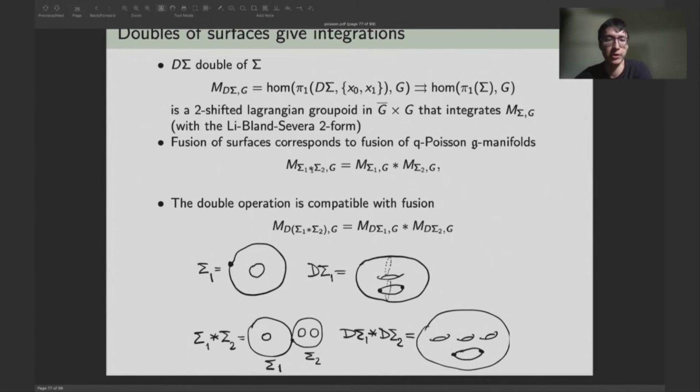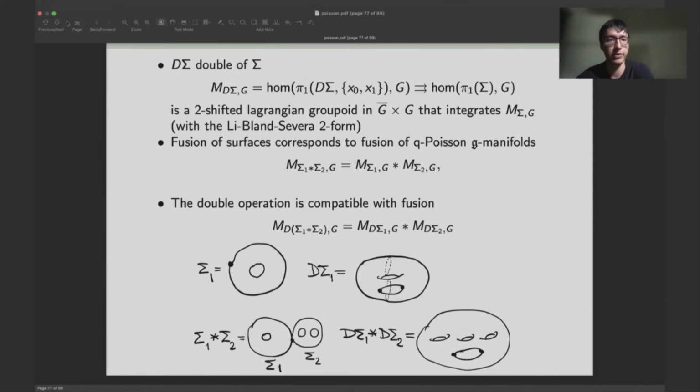And what's the groupoid structure on this space? Well, we can think of these representations as flat bundles on the surface. Source and target maps are given by restricting a G bundle to each of the copies of the surface. And multiplication is given by gluing bundles. Two bundles that coincide on one half of the surface can be glued to a new G bundle on the surface.